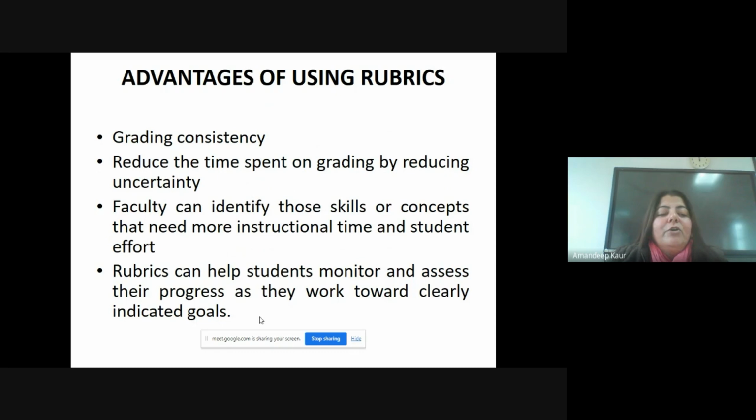Yes, any member from the group, what do we mean by grading consistency?